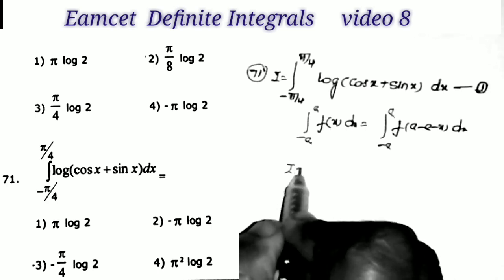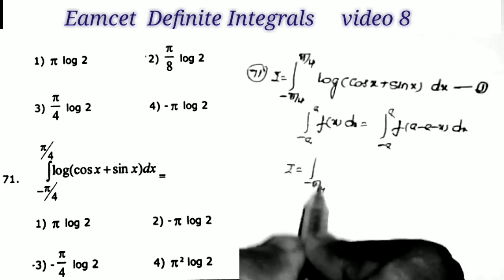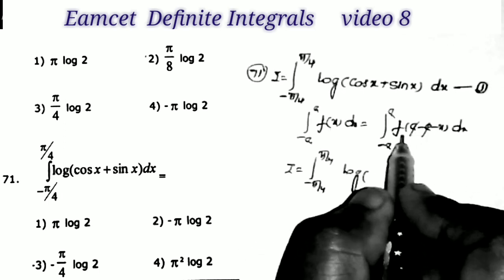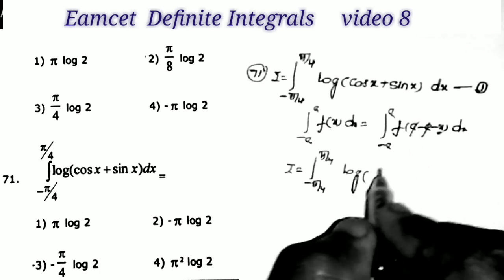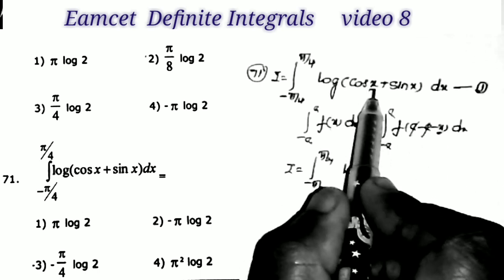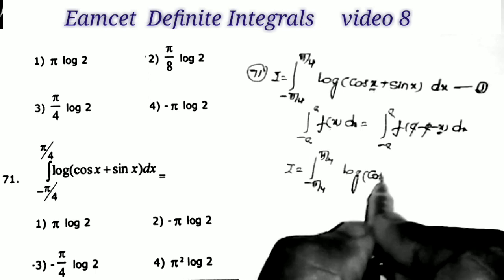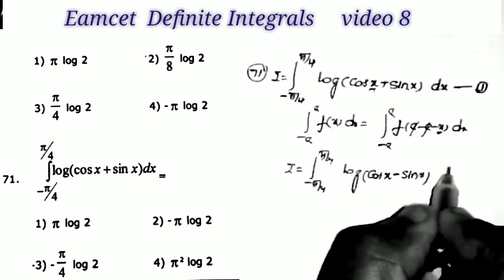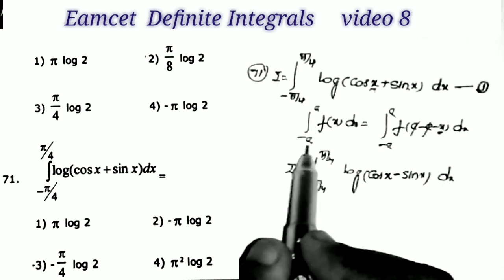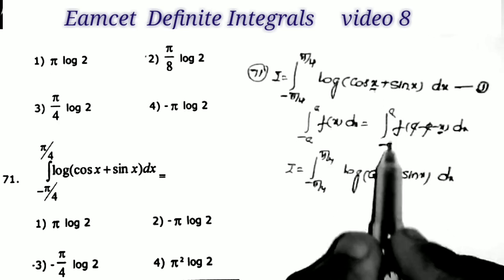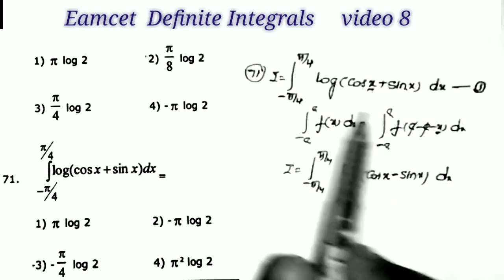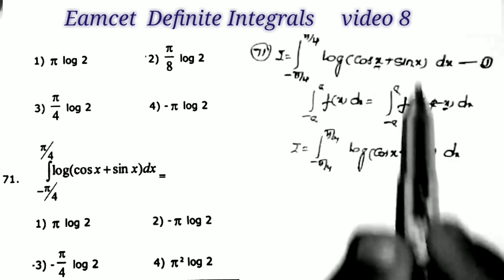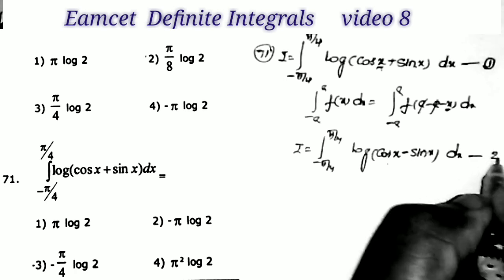Then what we get, that is I is equal to integral minus pi by 4 to pi by 4 log of, replacing x with minus x, integral minus a to a f of minus x dx. So cos of minus x is equal to cos x, and sin of minus x is equal to minus sin x. Cos of minus x is equal to cos x, sin of minus x is equal to minus sin x, and this is equation 2.